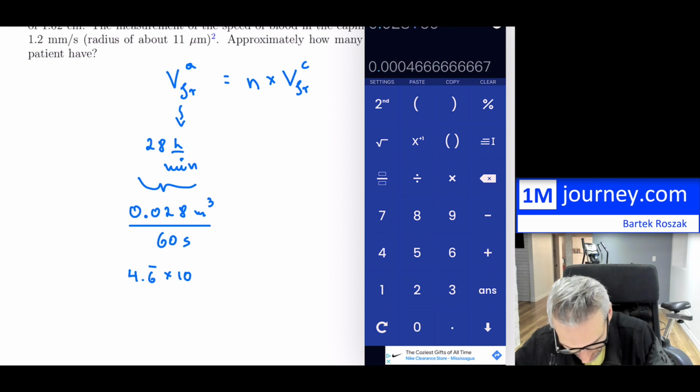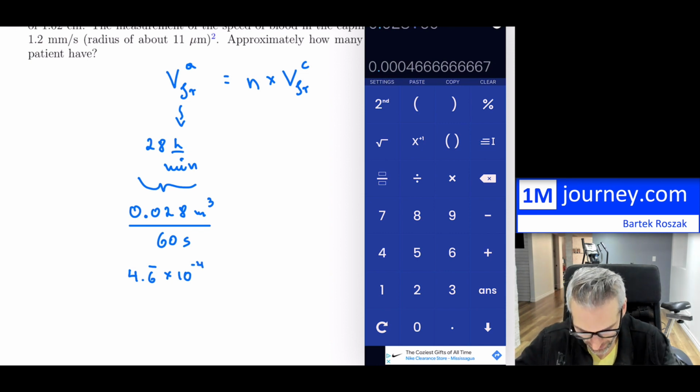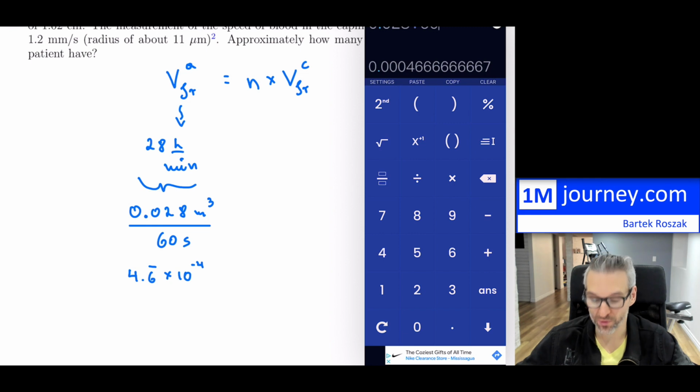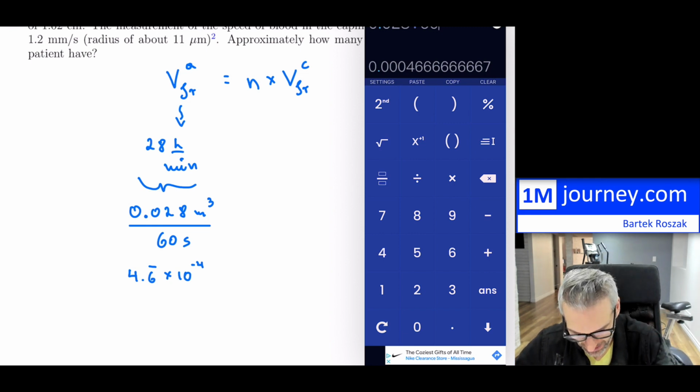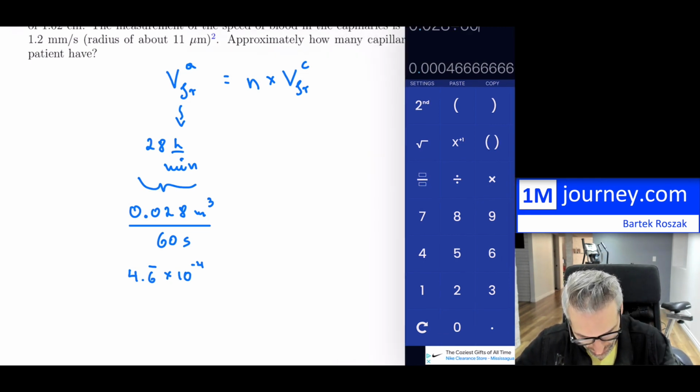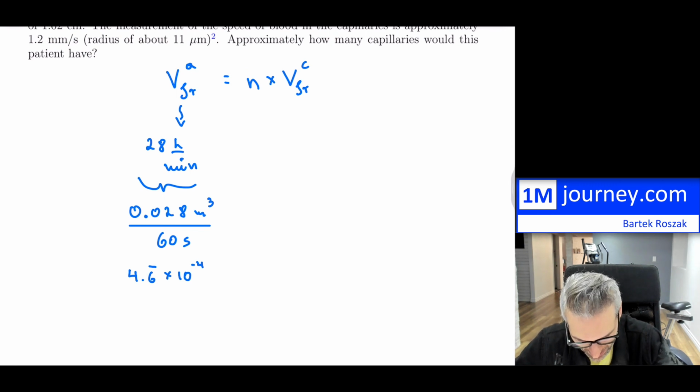1, 2, 3, negative 4. Okay, now that's in metric standard units, so meters cubed per second. That's my left-hand side. All right, so that's that. Now on the right-hand side, now I want to figure out this.